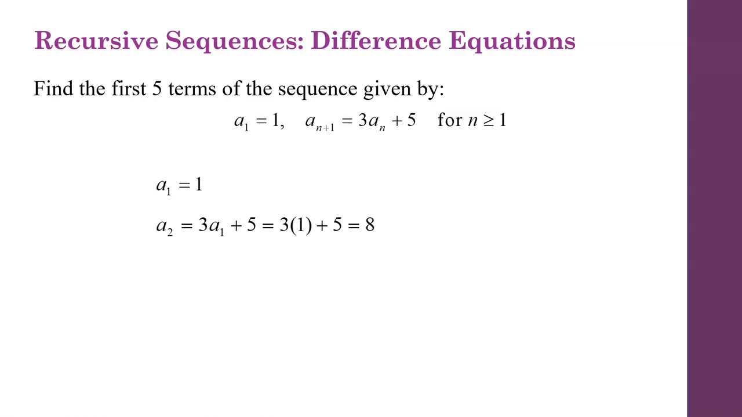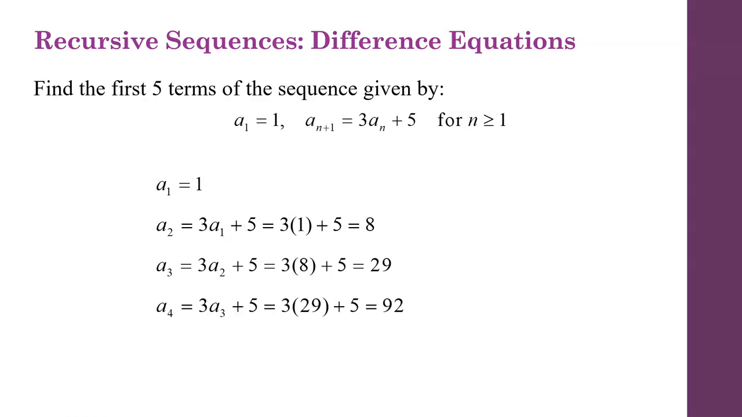The second term would be 3 times a sub 1 plus 5. A sub 1 was given to be 1, so 3 times 1 plus 5 is 8. The third term would be 3 times the second term plus 5. 3 times 8 plus 5 is 29. The fourth term would be 3 times the third term plus 5, 3 times 29 plus 5 is 92. And finally, the fifth term in this case would be 3 times a sub 4 plus 5. 3 times 92 plus 5 is 281.